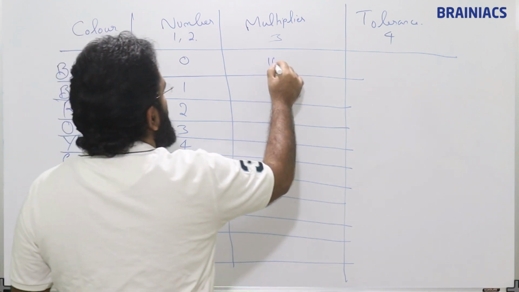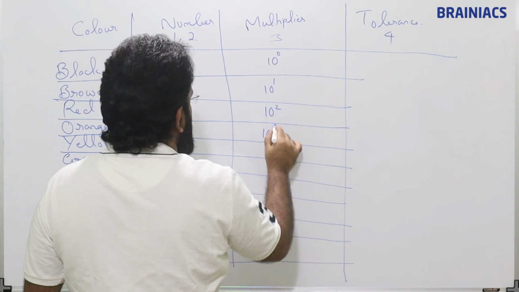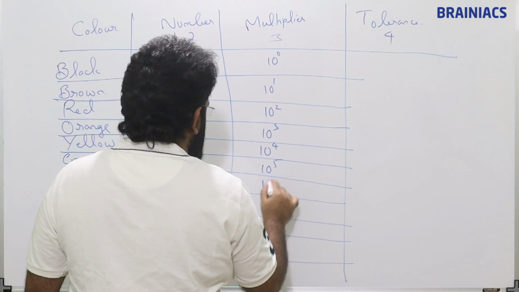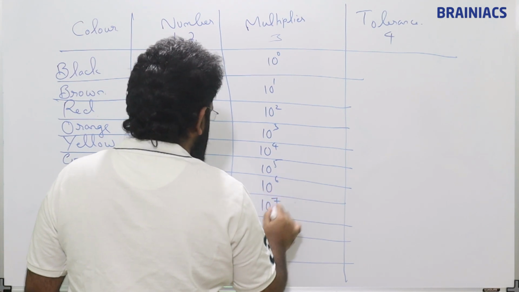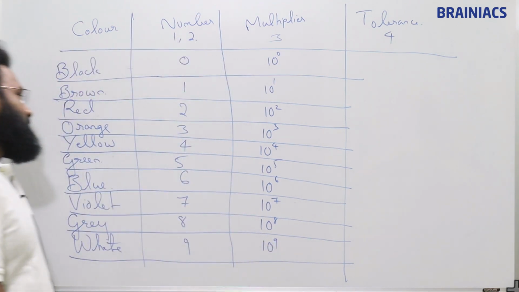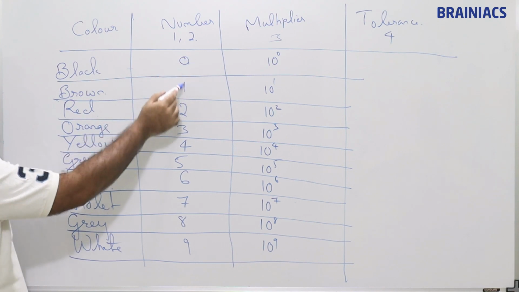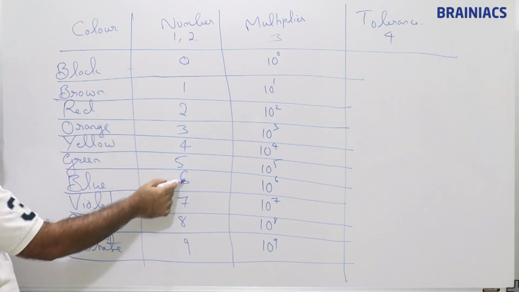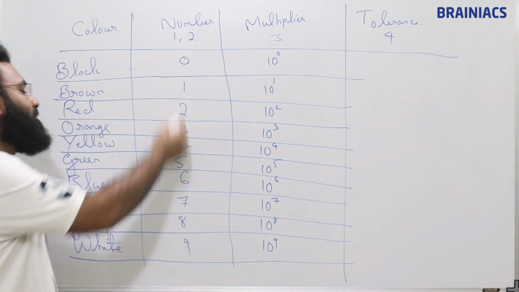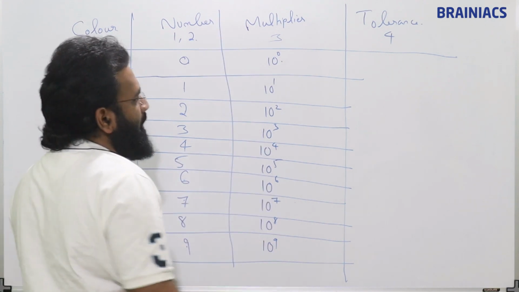So here this is going to be 10 raised to 0, 10 raised to 1, 10 square, 10 cube, 10 raised to 4, 10 raised to 5, 10 raised to 6, 10 raised to 7, 10 raised to 8, 10 raised to 9. This is how each color represents a value. The first and second bands can be replaced with these numbers. From the first and second band we will get the interpretation of these numbers. Third band we will have to write like this.